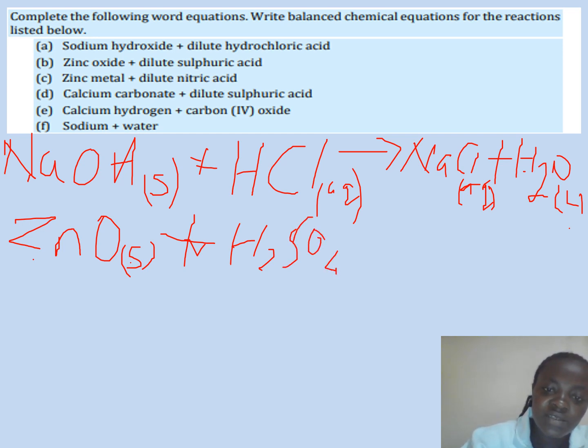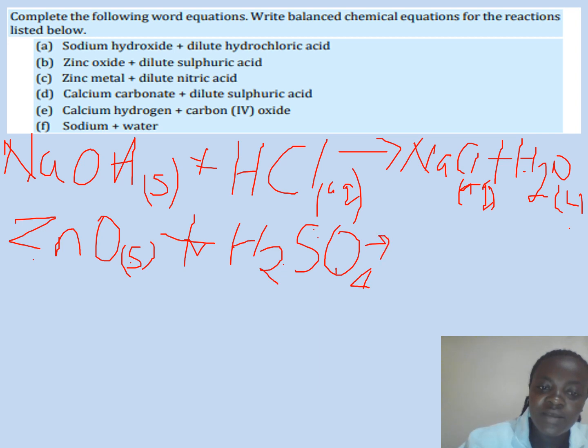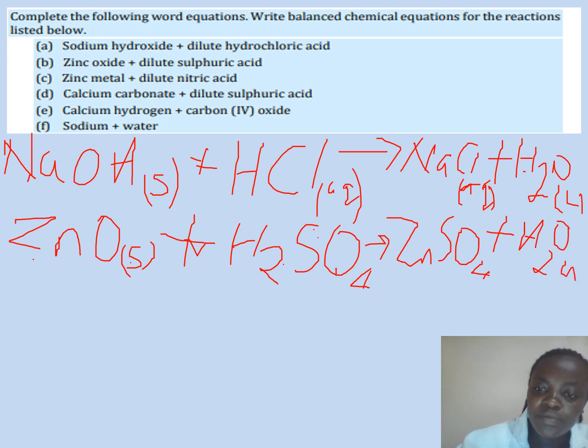This is capital S, capital O. Let me write that correctly. So we have H2SO4. So this one is forming zinc sulfate plus water. Water is in liquid form.